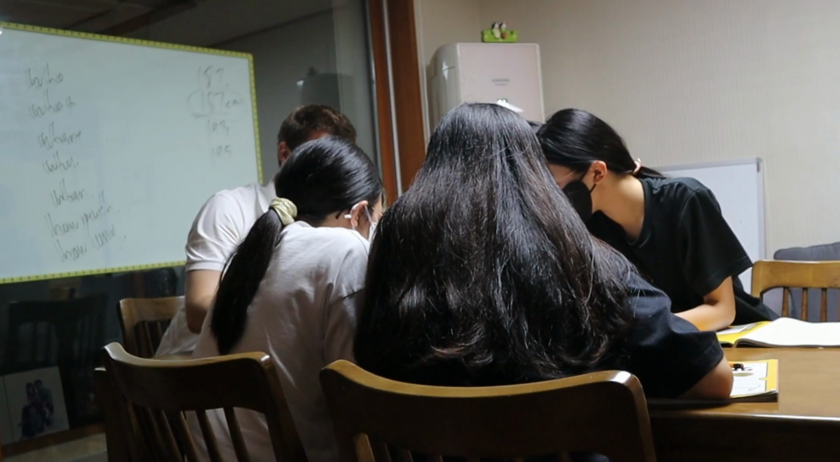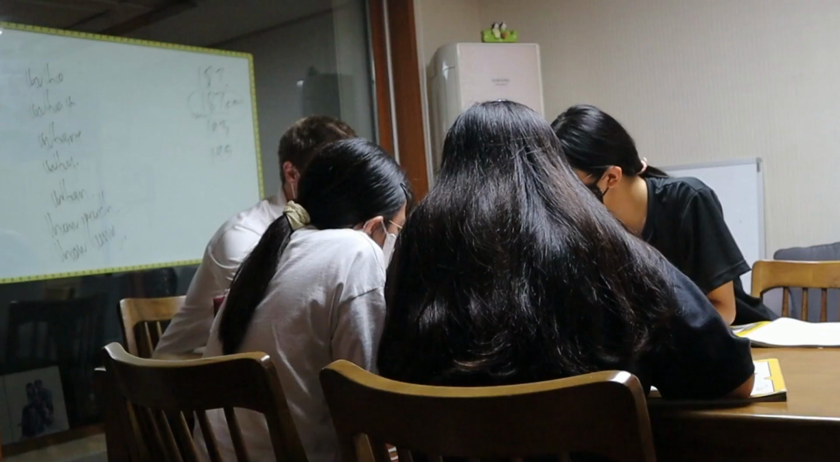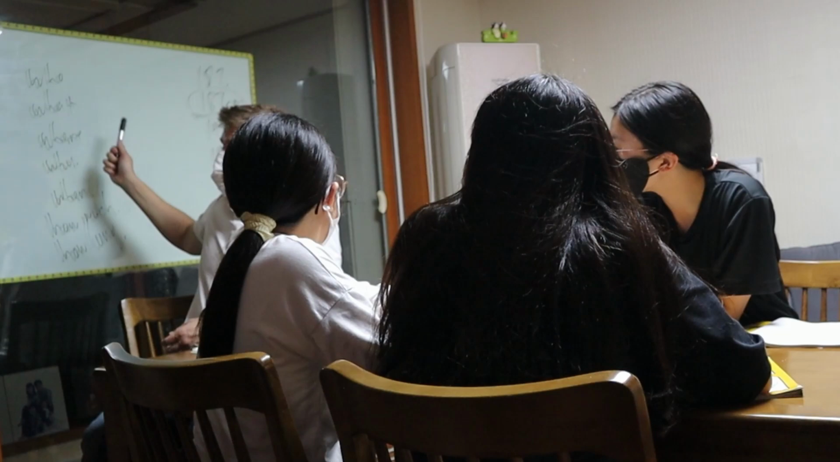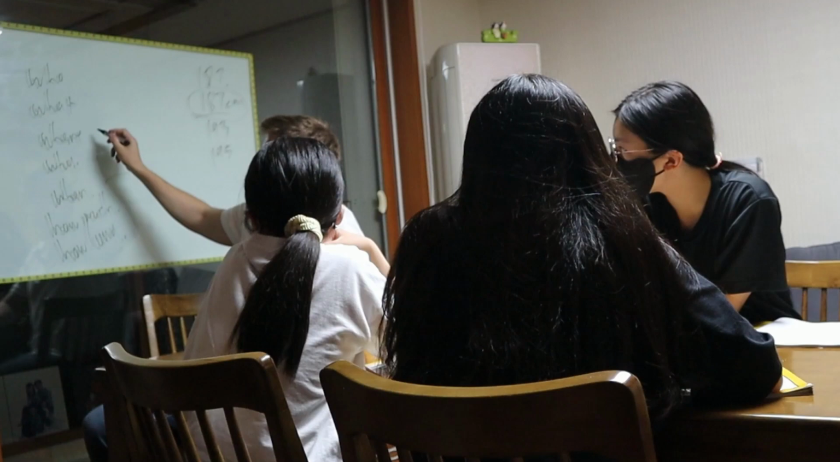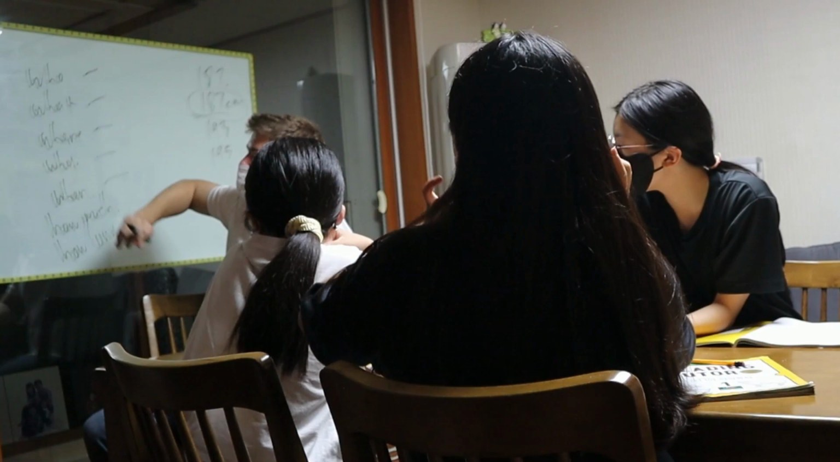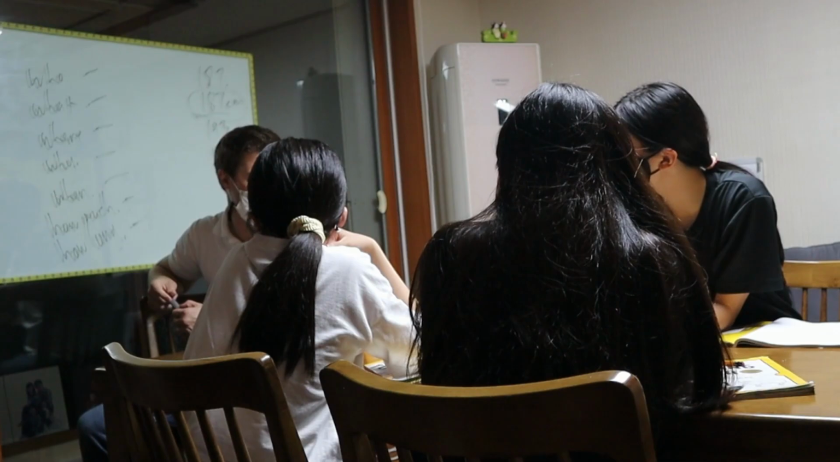Now, let's say, for example, I throw three. One, two, three. Pets. Now, each person has to ask me a question about pets. So, for example, when did you get a pet? Why do you want a pet? Where did you see a pet? What pet do you want? Who do you know with a pet? How much does a pet cost? How long have you had a pet? What's your pet's name? Or any questions?